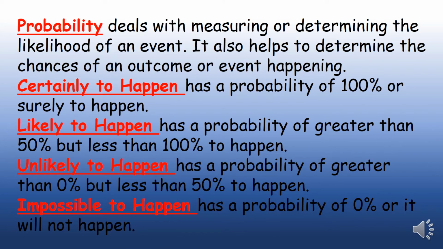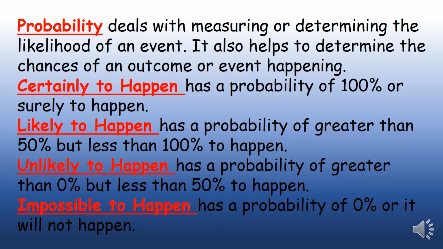Probability deals with measuring or determining the likelihood of an event. It also helps to determine the chances of an outcome or event happening. Certain to happen has a probability of 100%, or surely to happen.